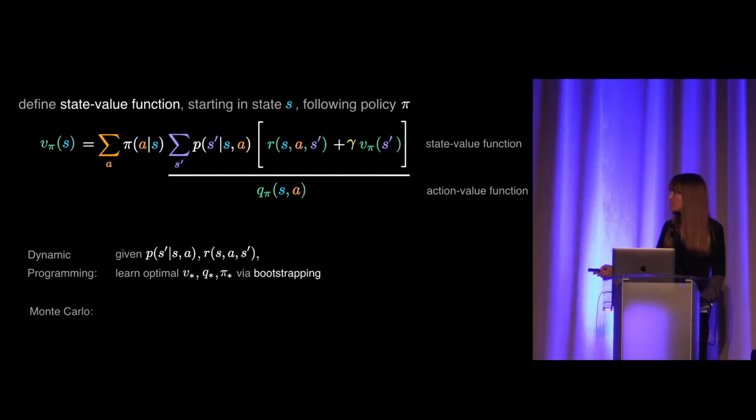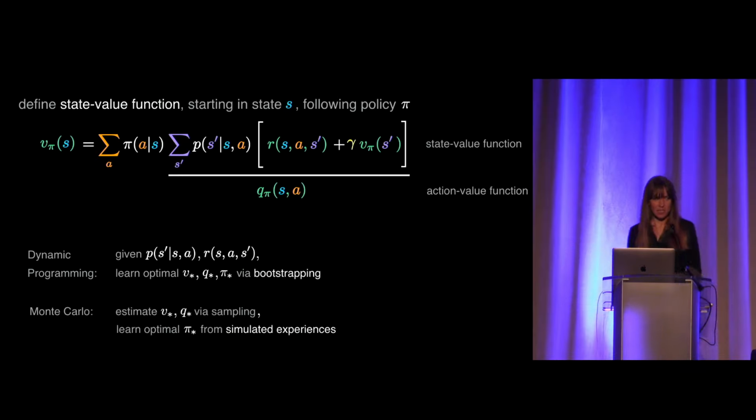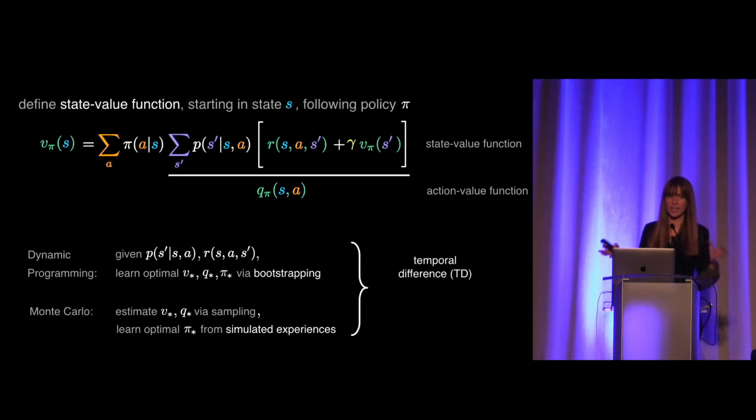There are also methods coming from Monte Carlo methods that try to estimate these optimal value functions and derive optimal policies from sampling and from simulated experiences. And so these have been two different branches that have really informed and influenced, defined the field of reinforcement learning. And there have been a class of algorithms that have combined aspects of both of these called temporal difference methods.